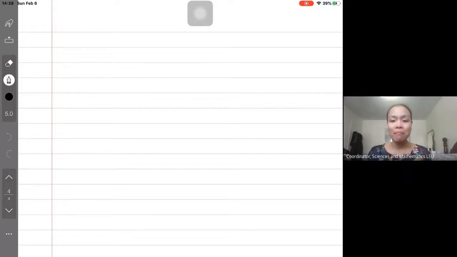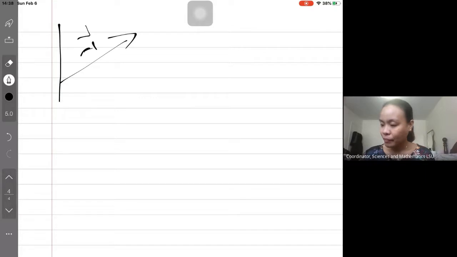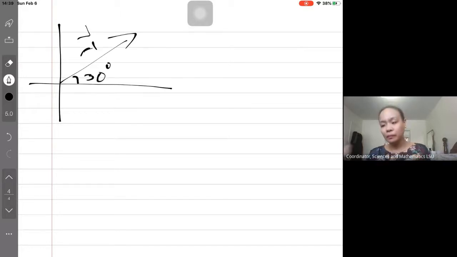Now for the component method. For the component method, we are going to get the x and y components, or separate the vector into its x and y components. So say for example, we have vector A. It is along the x and y axis, and it is at 30 degrees going north from east. Say for example, vector A is 10 newtons. Now you are going to get the x component, as what I've said, and the y component.